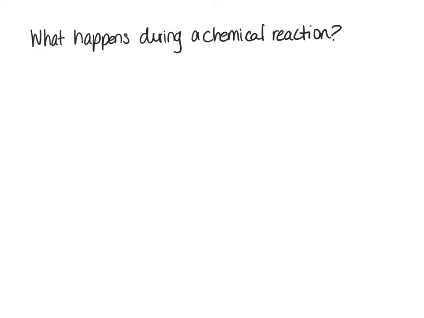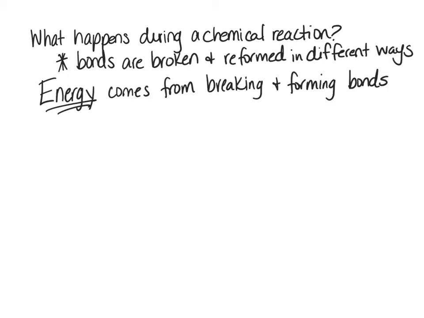All right, let's start with a little bit of background before we continue with these PE diagrams. One of the things I want you to remember is what happens during a chemical reaction. This goes back all the way to first semester: when a chemical reaction occurs, bonds are broken and reformed in different ways. And since the energy in a reaction comes from the breaking and the forming of the new bonds, you can figure out the total change in energy for the reaction.